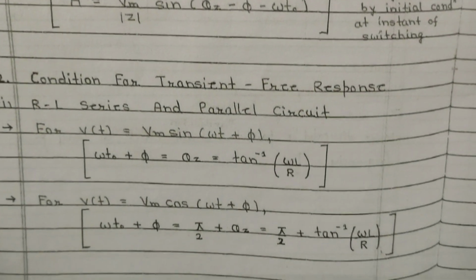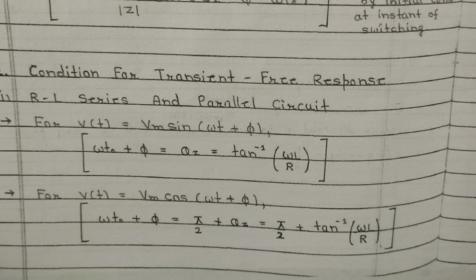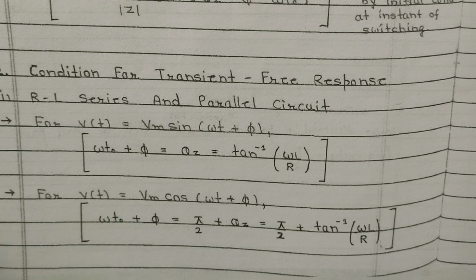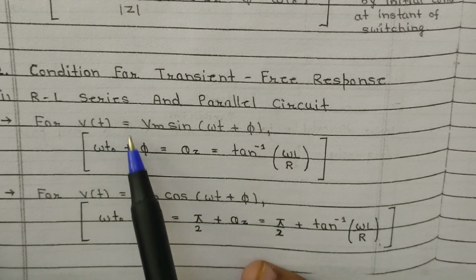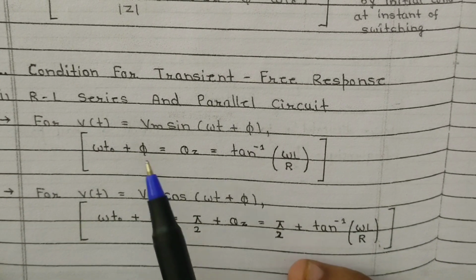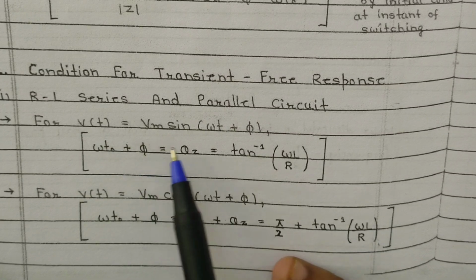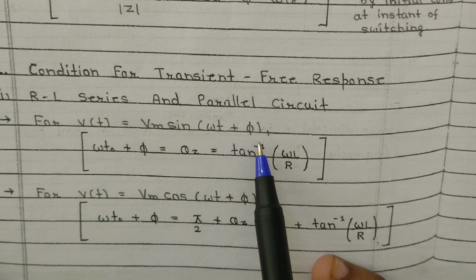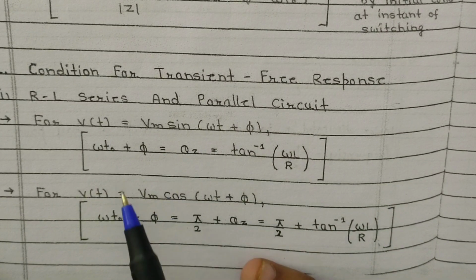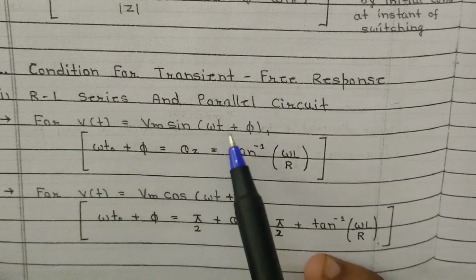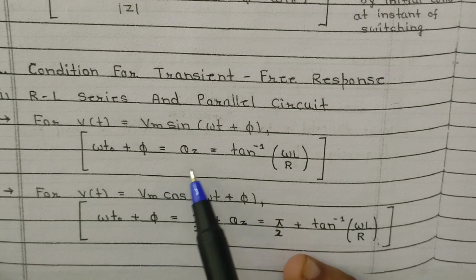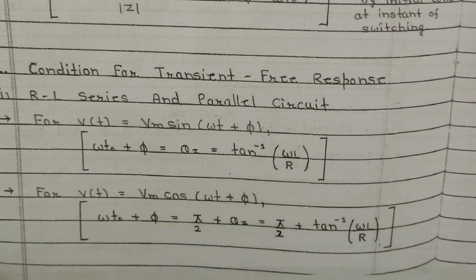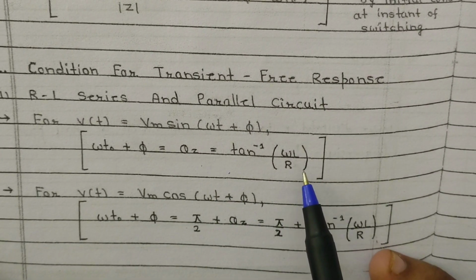Now, for any circuit we need a transient free response. To get a transient free response, there are some conditions. For an RL series and parallel circuit, here the source voltage is Vm sine omega t plus phi. Here the sine term is used. In this bracket, omega t plus phi equals the impedance angle, tan inverse of omega L by R.